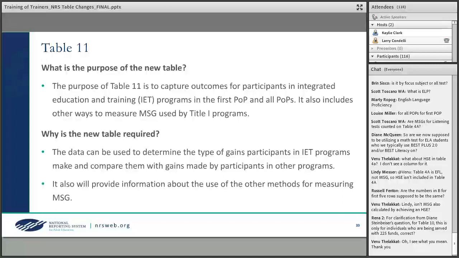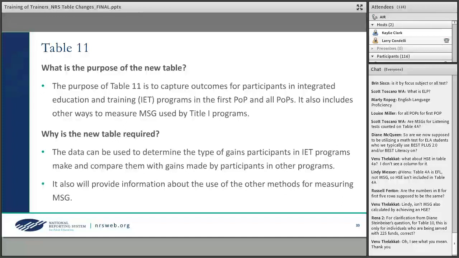The questions are, is the focus by subject or all tests? Is it by focus subject or all tests? Oh, you're talking about Table 4A again. I don't quite know what your question is. There's two sets of tests given, the math test and ELA literacy and ELP. So that's what you would do in there. ELP is English language proficiency, sorry, like an ESL test. Oh, somebody answered you already.